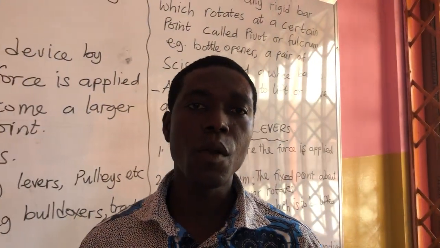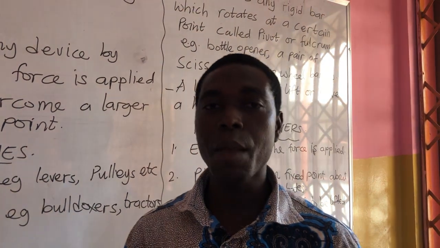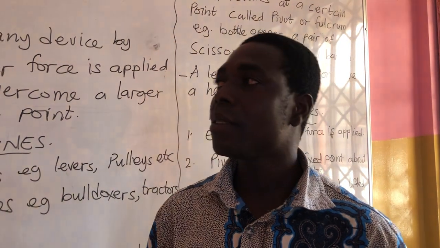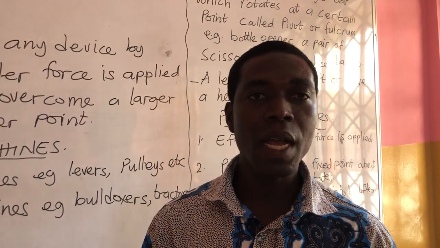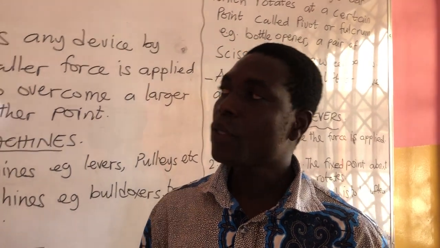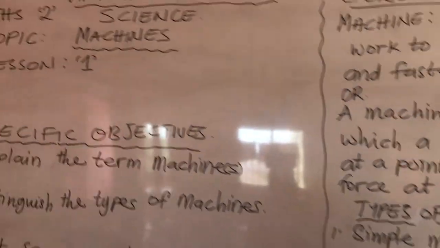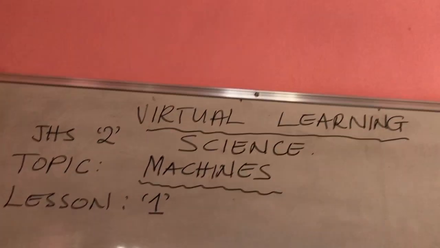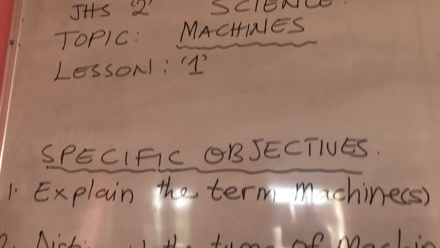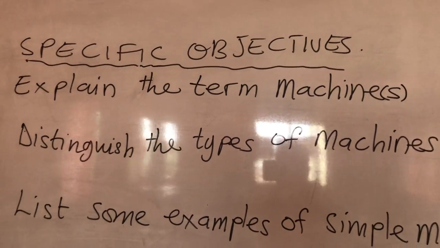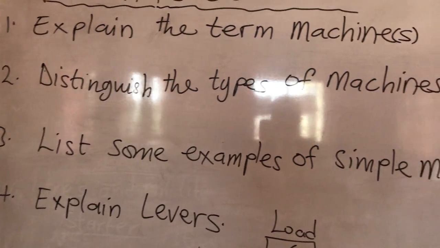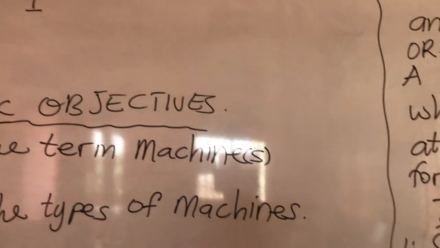Now, today we are continuing with our virtual learning, and I'm very happy that today we are starting with a new topic, and this is JHS Two Science, and as usual, I'm still your teacher, Mr. Samuel Nimakun Yeboah. Today we are looking at a very interesting topic, that is machines. I'm sure you have been using machines at home, simple machines, and ones that are a bit complicated to use. So you can mention some examples of machines that you know.